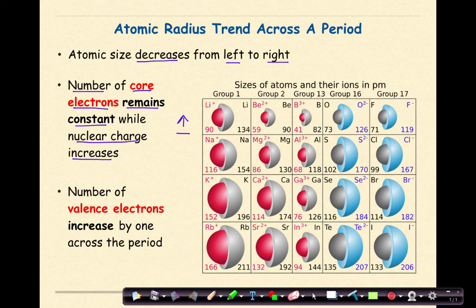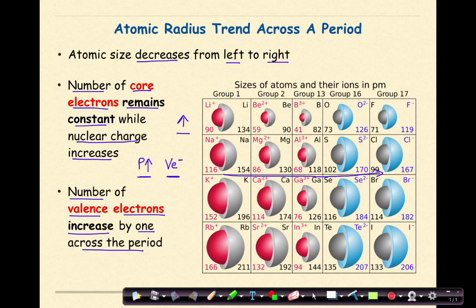At the same time, the number of valence electrons in the outermost shell will also increase by 1 across the period. So in this situation, the number of protons will increase as you go across the period, and the number of valence electrons will also increase as you go across the period. And as a result, the atomic size will decrease because as the number of protons increases and the number of valence electrons increase, that Coulombic attraction occurs, and we see this general trend of decreasing atomic radius as we go across the period.